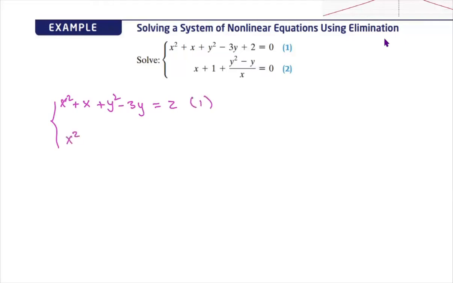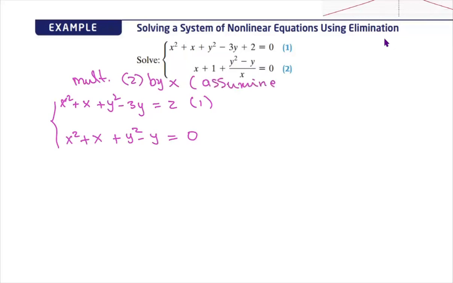And then x squared plus x plus y squared minus y equals 0. We multiplied equation 2 by x. And that assumes that x is not 0. If it was 0, then that wouldn't be okay. We wouldn't be able to factor by this. So now we have this.